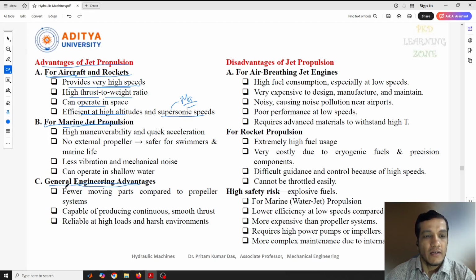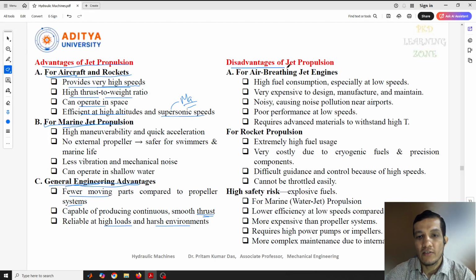Okay, for the general engineering advantages, we can say that there are fewer moving parts compared to propeller systems, and it is capable of producing continuous and smooth thrust. The thrust is important. It is also reliable at high loads and in harsh environments. So these are some of the advantages.